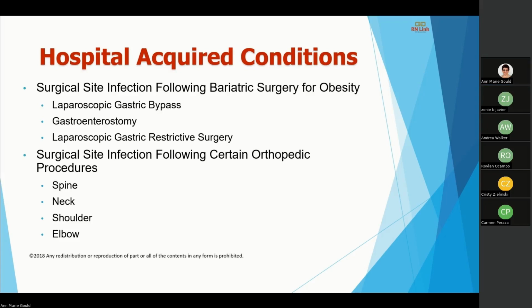Yes. Carmen's saying yes. Senny, what do you think? I'm not sure. But it happened in the hospital though, post-op. So it looks like it. That's right.